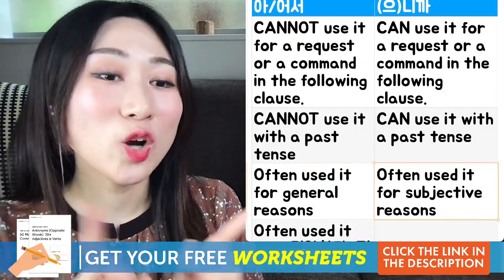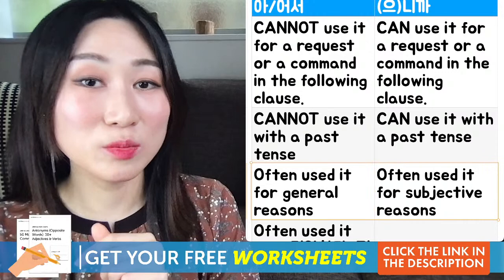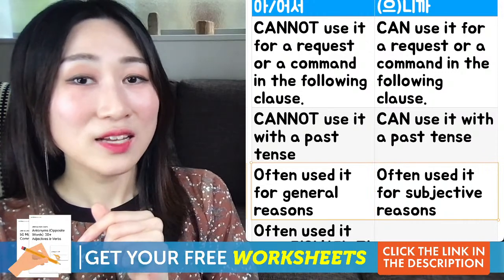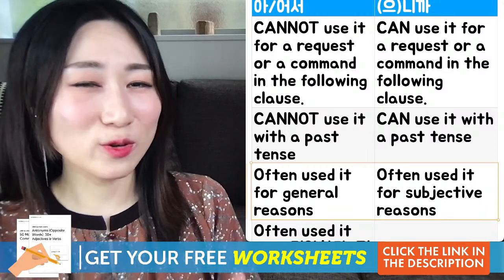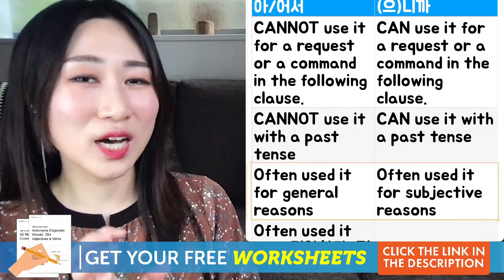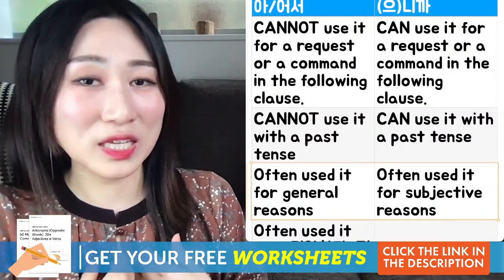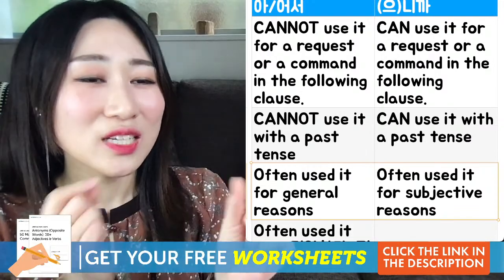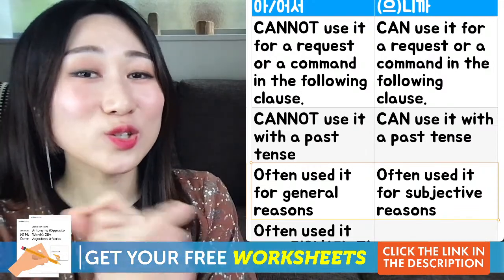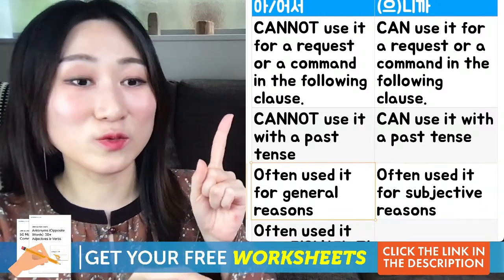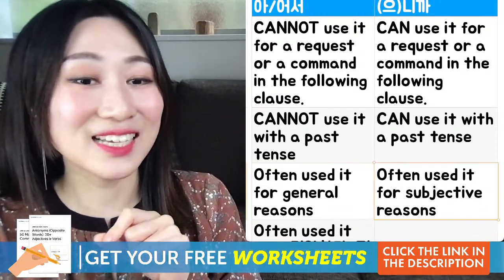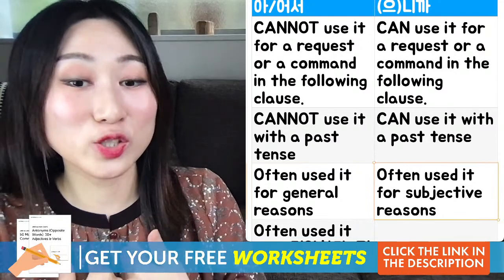But very often we can use them interchangeably. For example, 핸드폰이 고장났으니까 핸드폰을 샀어요. That's also okay because you want to kind of emphasize it as my personal opinion. So sometimes they're used interchangeably. But the general nuance is that 아서, 어서 is for general reasons and 으니까 is for subjective, my personal opinion.